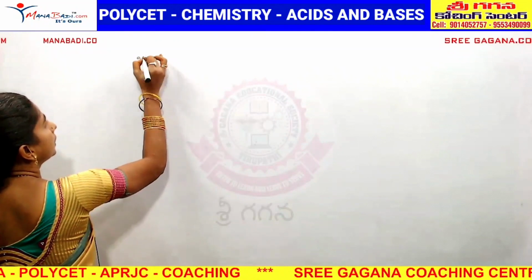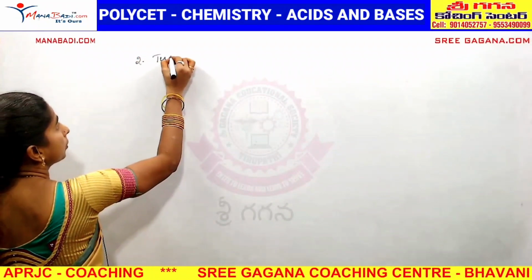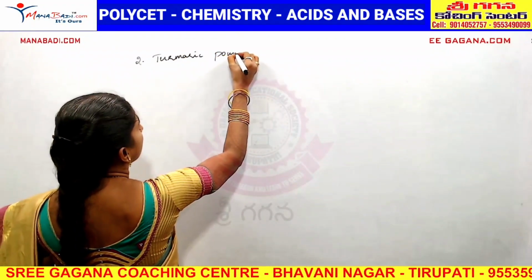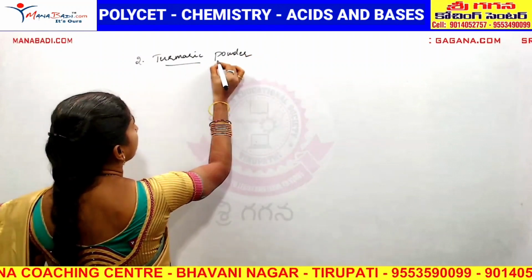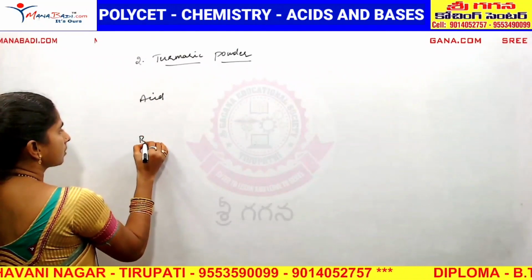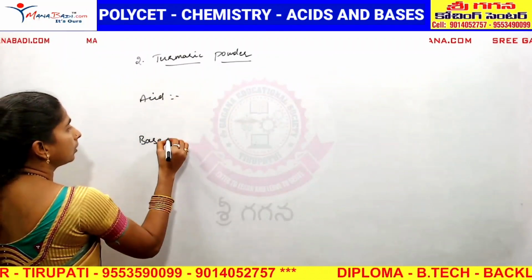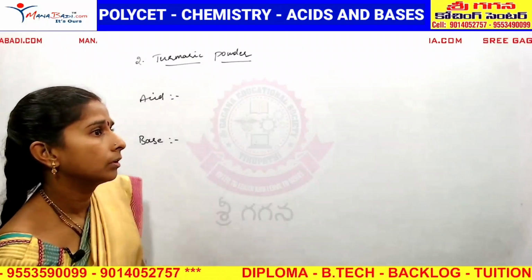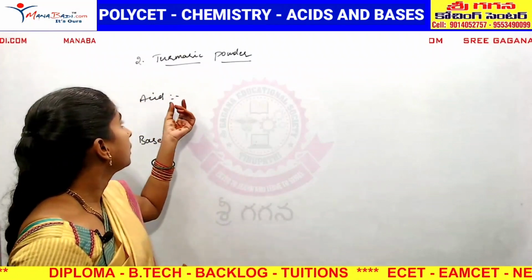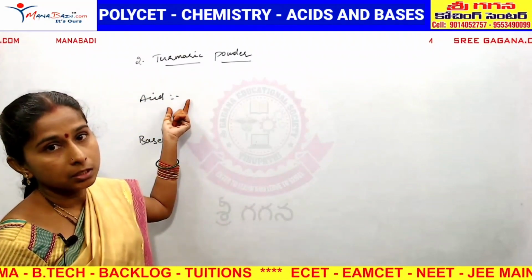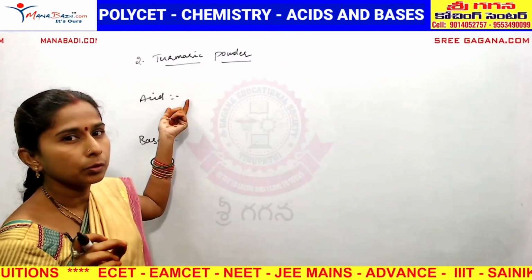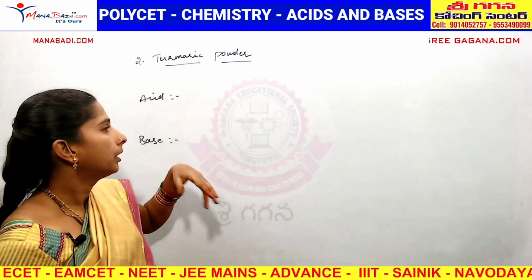After that, the second natural indicator is turmeric powder. Generally we use turmeric powder in our regular life, with acid and base. Even when we catch a cold, generally we take turmeric milk, yellow milk. What we are doing at that time is adding some turmeric powder to the milk and heating it.